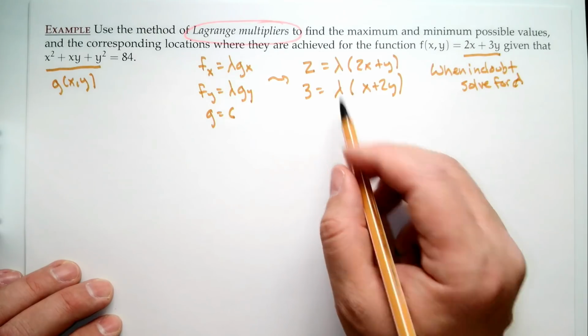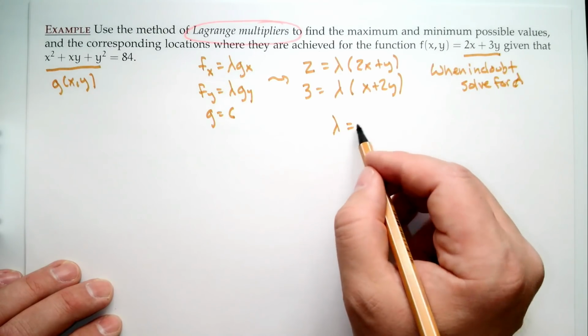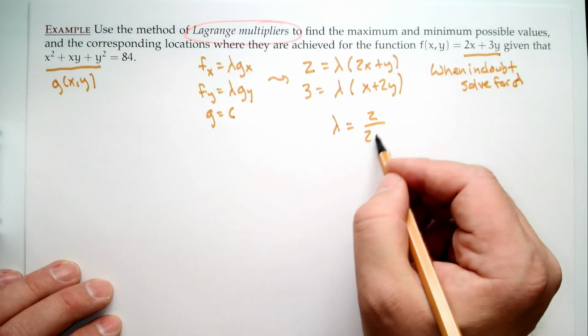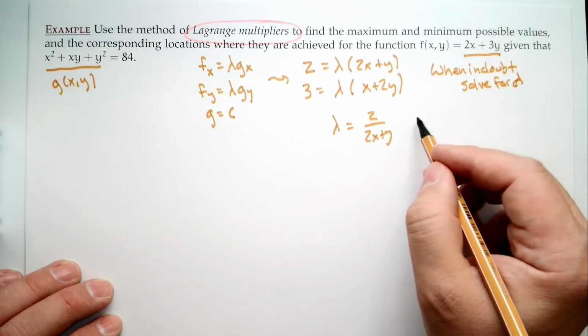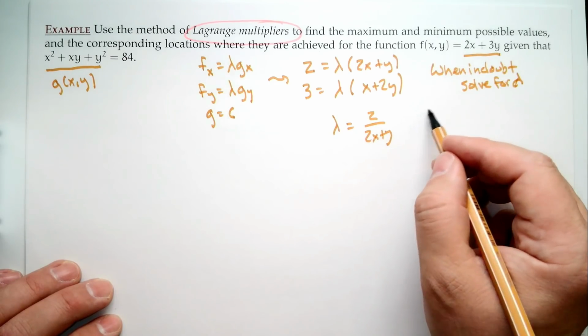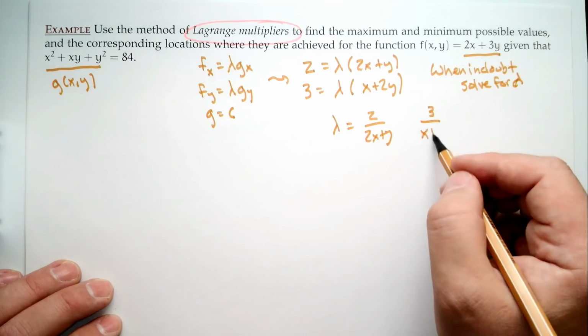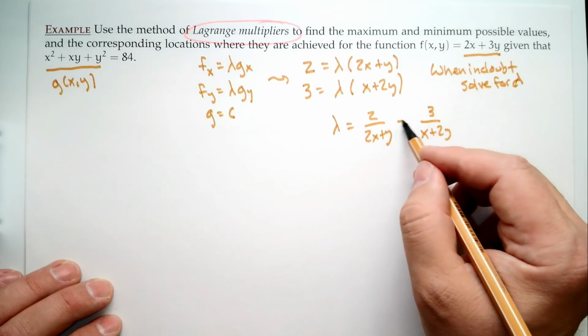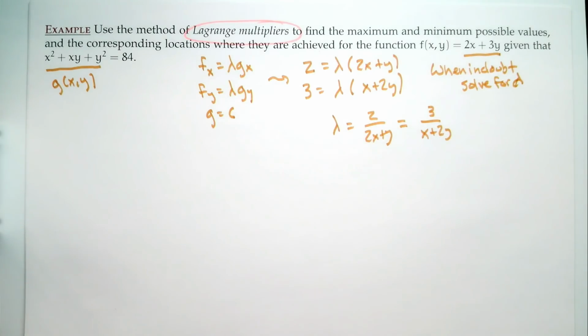All right. So what do I mean by that? So in the first equation, we'll get that lambda is 2 over 2x plus y. While in the second equation, we'll get that lambda is 3 over x plus 2y. But of course, lambda is lambda, which means that these two expressions have to equal each other. We can now cross multiply.